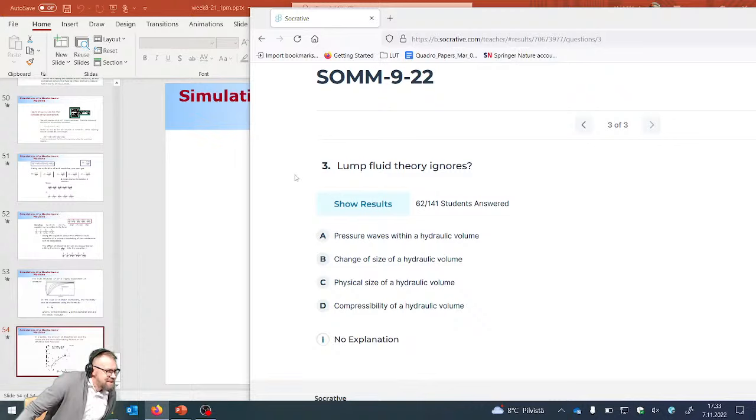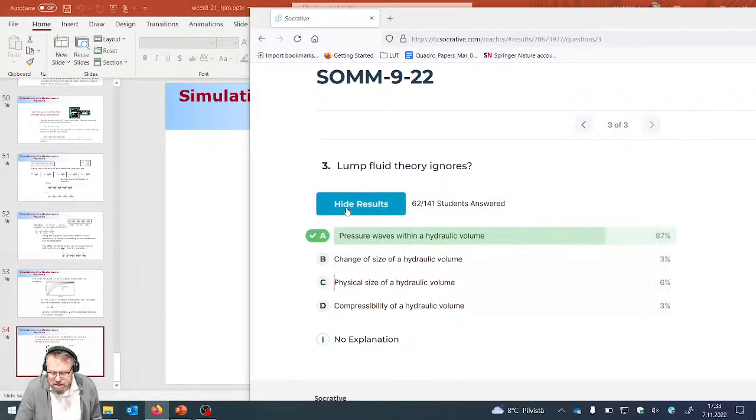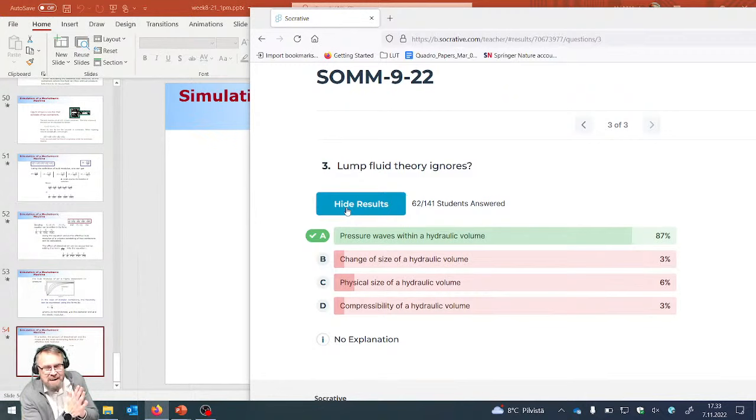Okay, so here are the results. We got 62 answers. I think that's pretty much it. So the correct one is pressure waves. High, but not 100%. I don't know what's going to happen if we score 100% again.